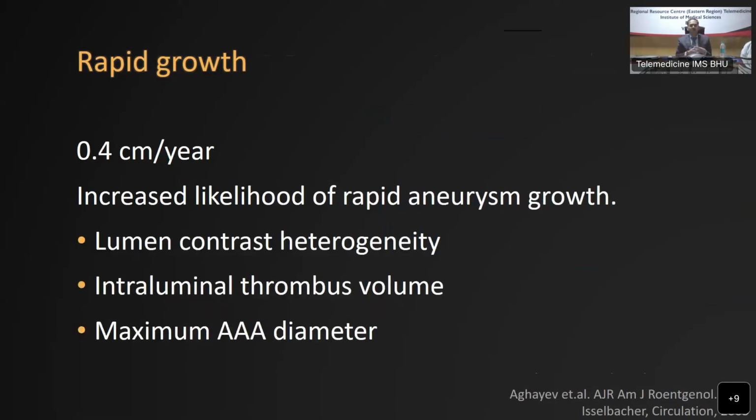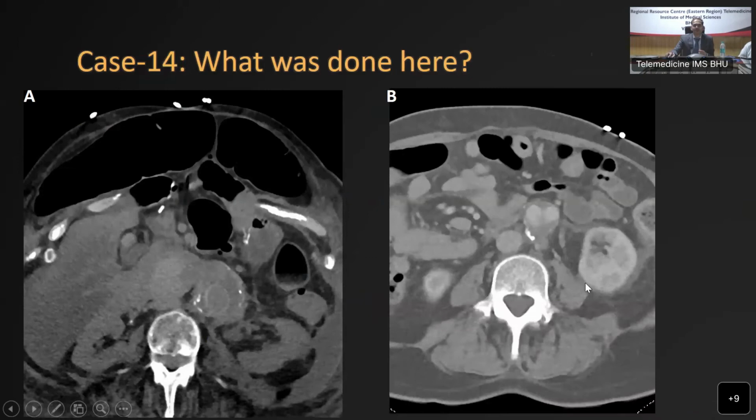What constitutes a rapid growth in AAA? So any aneurysm that is growing 0.4 centimeter per year is considered a rapidly growing aneurysm. Also, other signs of rapid growth are lumen contrast heterogeneity, intraluminal thrombus volume, and maximum AAA diameter. So these are the things that we keep in mind.